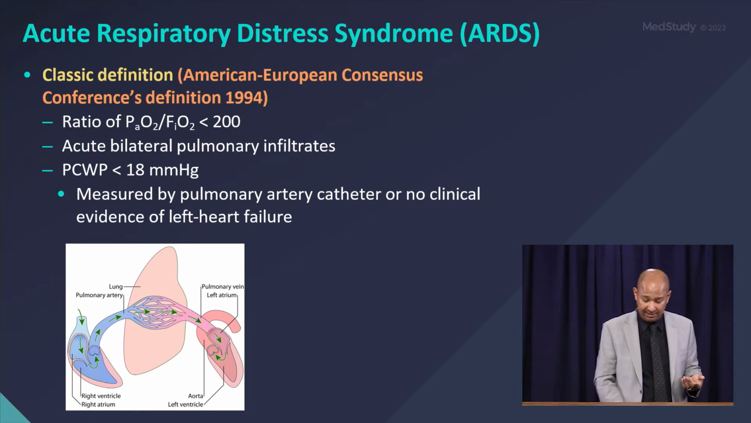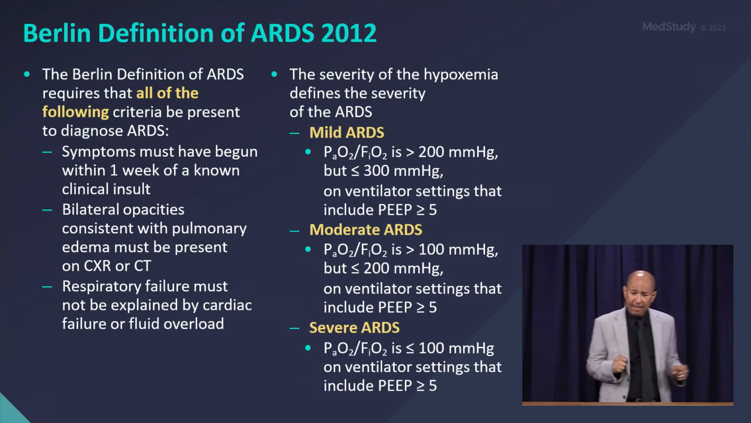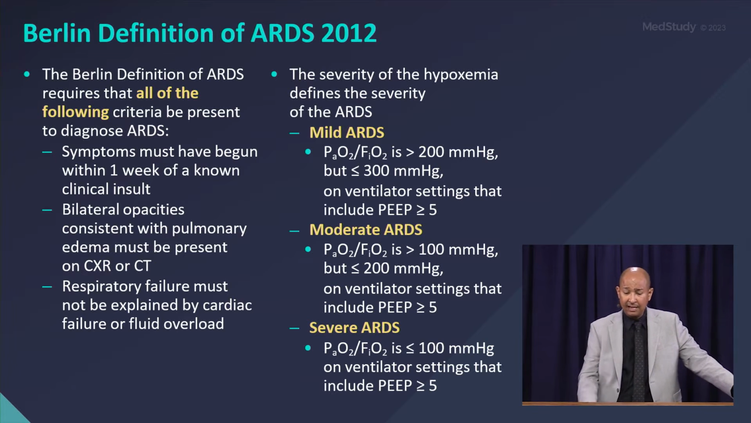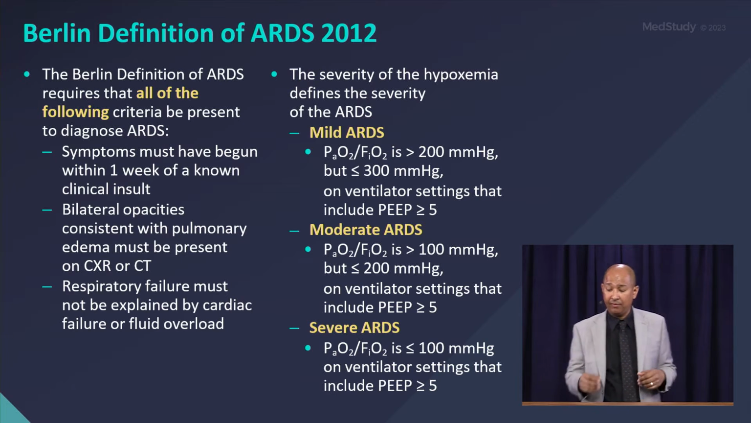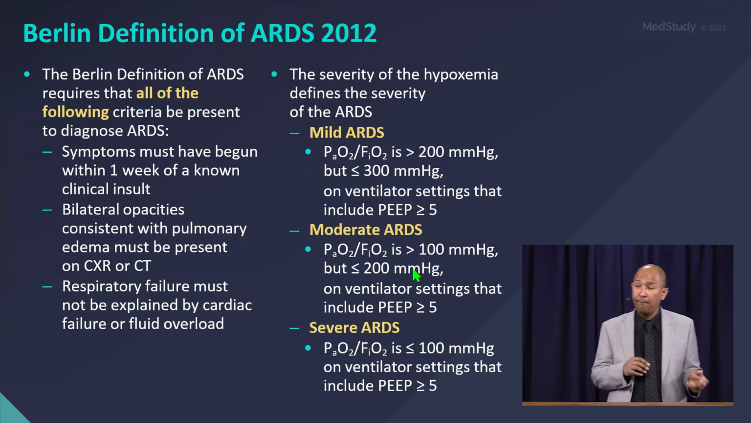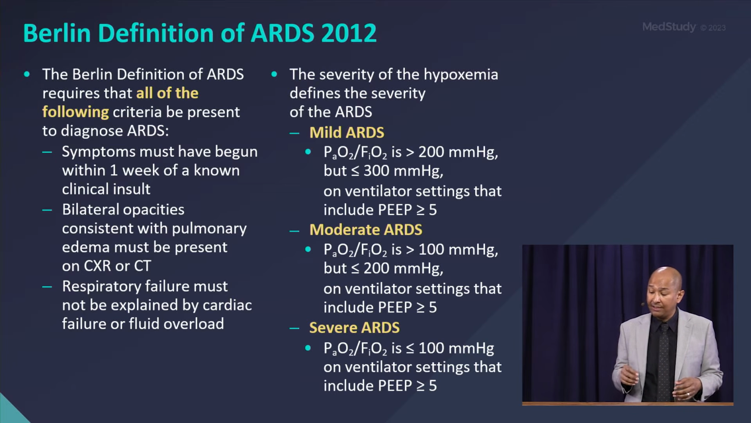No. So we have new criteria now, the Berlin criteria. One of the main things is that you don't have to do a Swan-Ganz. You need to rule out cardiac causes by other means, whether it's a brain natriuretic peptide, physical exam, or doing an echo, and your symptoms need to begin within 1 week of a known clinical insult. And we're using the PF ratio to really call ARDS mild, moderate, or severe. So if your PF ratio is greater than 200, we call that mild ARDS. If it's greater than 100 but less than 200, moderate. And if it's less than 100, we're going to call that severe.